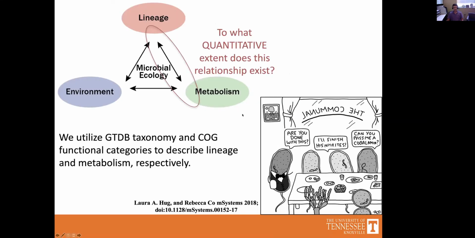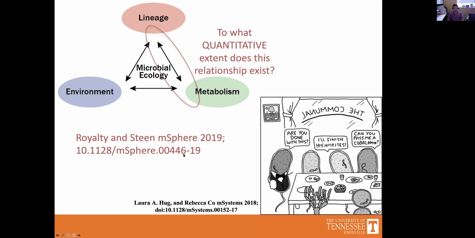Going back to the central question here, we're really interested in quantifying this relationship. We're defining lineage using GTDB, and we're defining metabolism using COG functional categories. Like I said, this was actually put up online just last week. We published this in Hemisphere, so if you're interested, check it out.